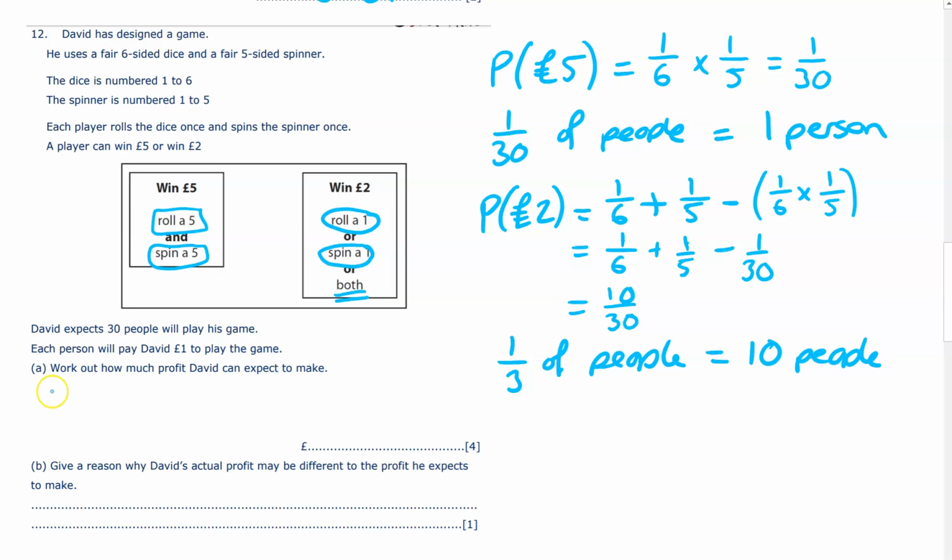So one person wins £5, so prizes. He's going to give away £5 plus 10 lots of £2, which means he's going to give away £25 for every 30 people, so he's making a £5 profit. Yes, there's quite a lot going on there for 4 marks. Give a reason why David's actual profit may be different to the profit he expects.